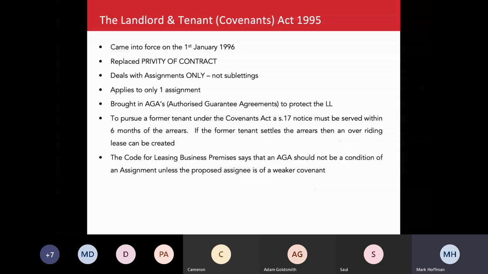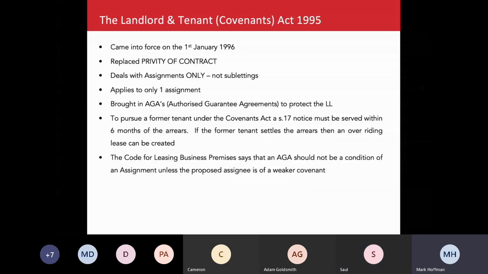Privity of contract was now abolished, and the Covenants Act brought in authorized guarantee agreements. This is essentially a promise to continue to pay the rent in the event that your assignee fails to pay the rent. But it only happens, as I said, on one assignment, and it doesn't happen with sublettings. If you want to pursue a former tenant under the Covenants Act, a Section 17 notice must be served within 6 months of the arrears. If the former tenant settles the arrears, then an overriding lease can be created.